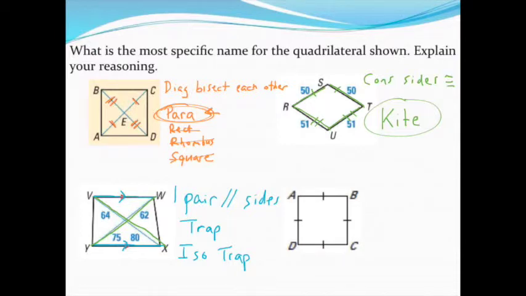So let's add up those pieces together. I've got 75 and 62. The other piece is 64 and 80. And actually, even without adding them, I can see that those diagonals are not congruent to each other, which means this cannot be an isosceles trapezoid. If it was, those two diagonals would be equal. So the best name I can give this is going to be a trapezoid.